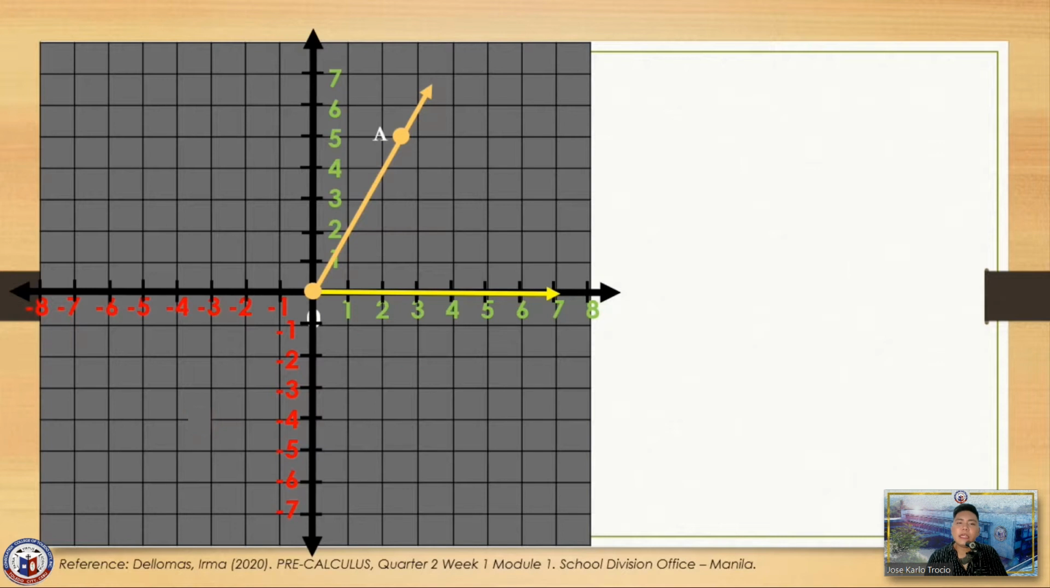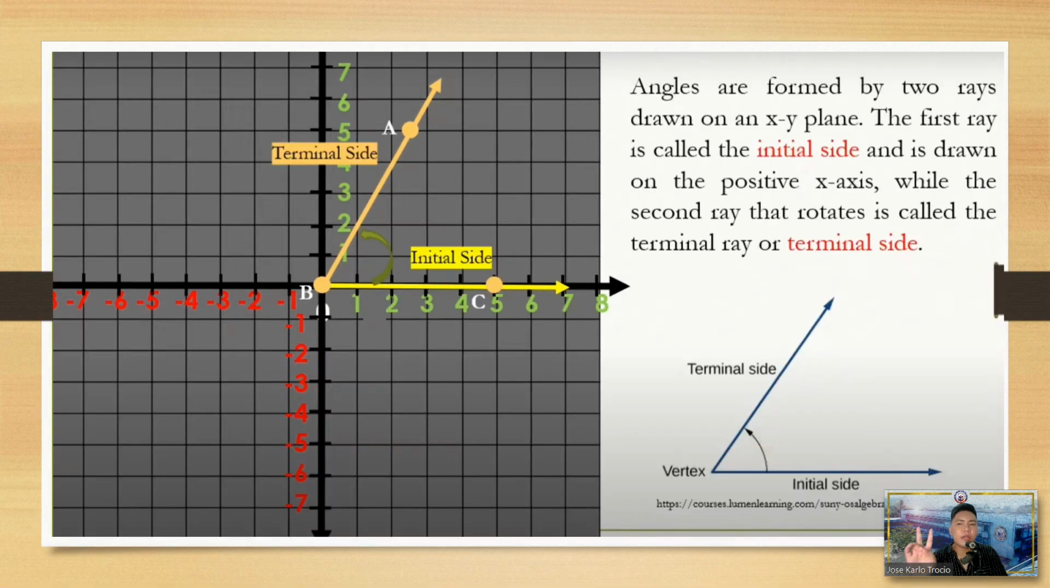Let us define once again the angles. We know that angles are formed by two rays: the initial side and the terminal side. The first ray is called the initial side and is drawn on the positive x-axis. This is in the standard angle position. So you have the positive x-axis, that is the initial side. It is where you start counting the angle. And the terminal side, from the word terminal, which means final, is where you stop rotating.